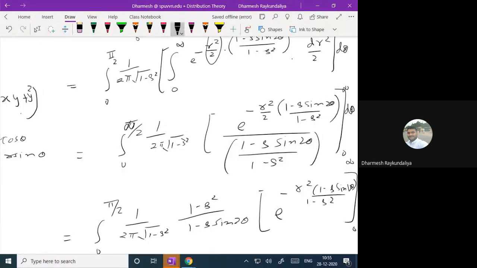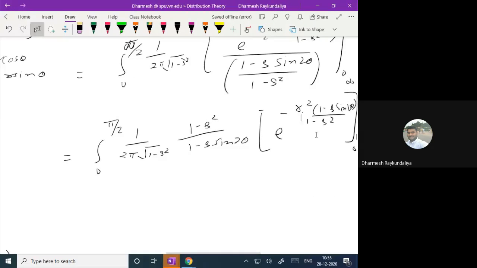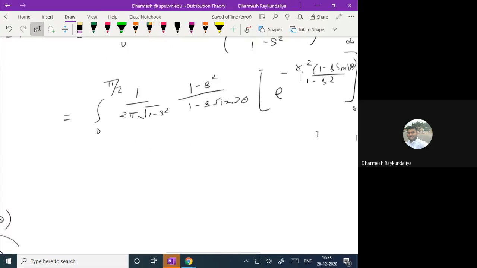If you take r equal to infinity, what happens? e raised to minus infinity is 0. And if you take r equal to 0, it is e raised to 0, but this is a minus sign. So it is nothing but 1.